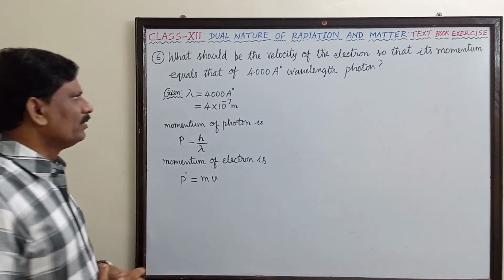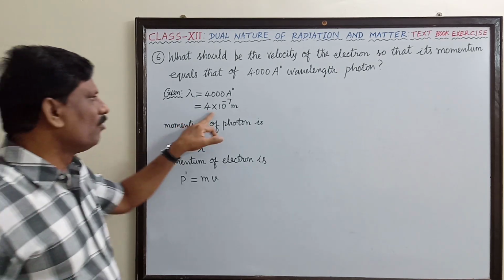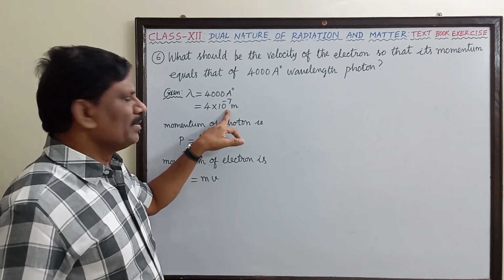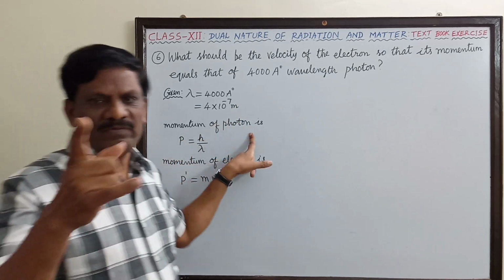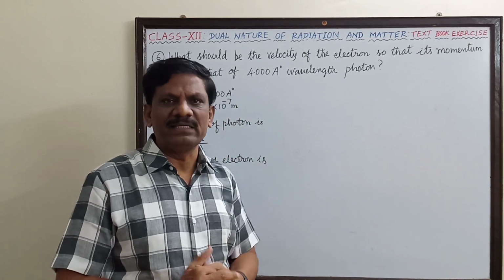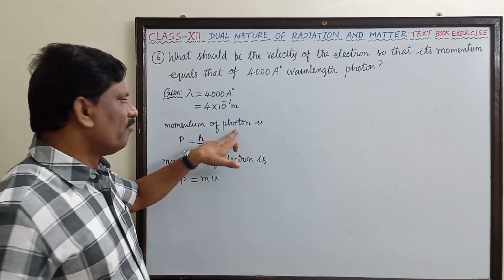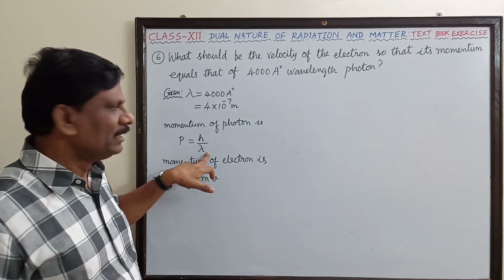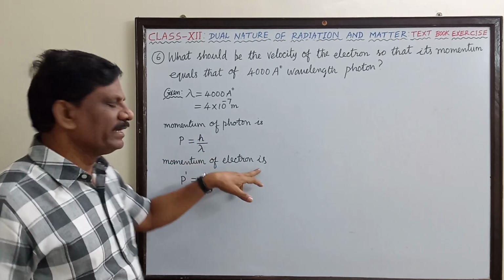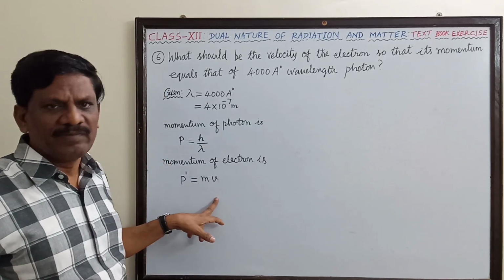Okay students, now you see what the given quantities are. Lambda is given, that's all. The wavelength is given as 4 into 10 power minus 7 meter. Now the momentum of the photon, we have studied the de Broglie wavelength, is it not? In terms of the de Broglie wavelength, the momentum of the photon is equal to h by lambda. Then the momentum of the electron, I have taken P dash, is equal to mass into velocity.